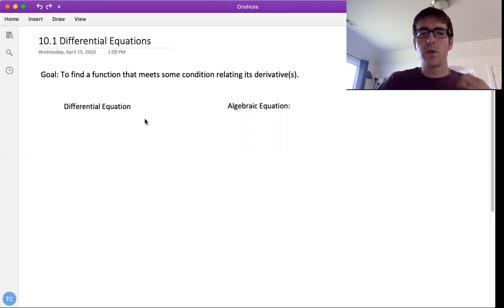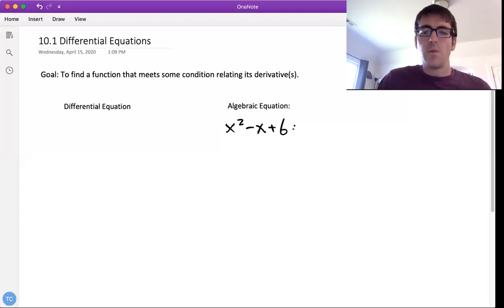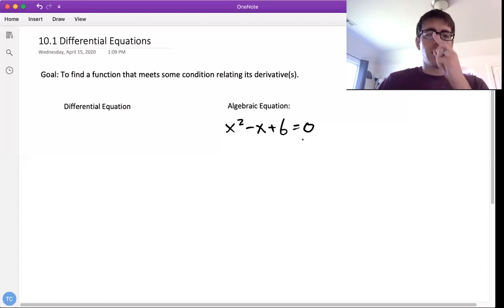So with a differential equation, we're trying to find some function that meets a condition. And I want to contrast this with a typical equation, which we're going to call an algebraic equation, something we've seen before. Specifically, if we have the equation x squared minus x plus 6 equals 0, then what we mean by solving this equation is that we want to find the value of x that when plugged in makes this equation true.